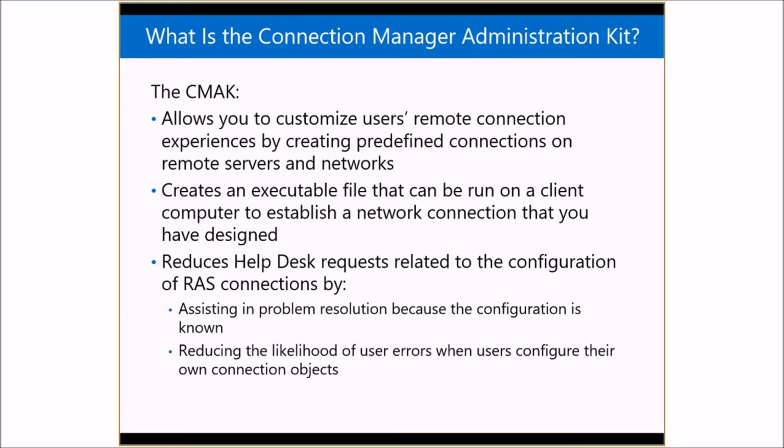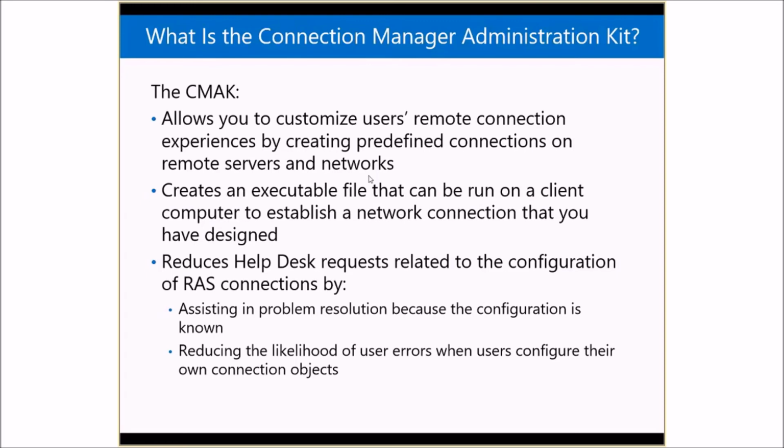So this CMAK allows you to customize a user's connection experience by creating a predefined connection to a remote server and network. What does that mean? They get an executable file. They put it on their desktop. You can say, if you want to connect to the VPN at home, make sure you have an internet connection, make sure you can browse to Facebook or something like that, and then double click on this. Can my mother do that? Yes, she can. She can check Facebook and she can double click on a file on her desktop. So by doing that, the connection is established for her.